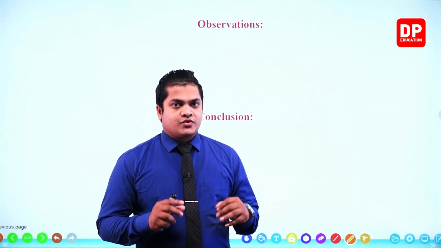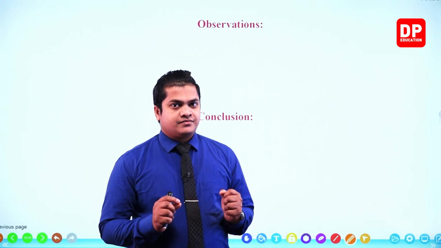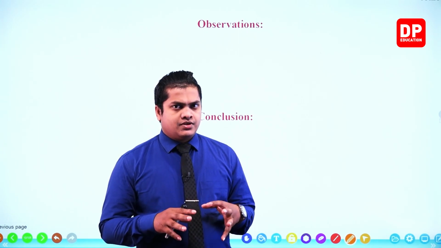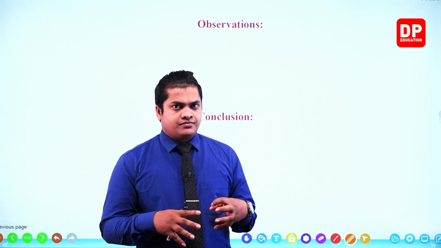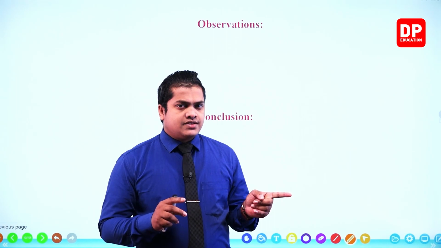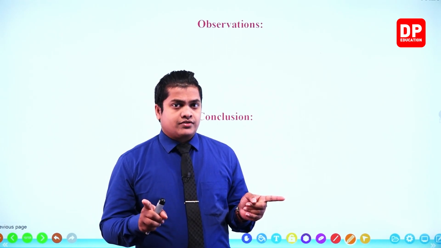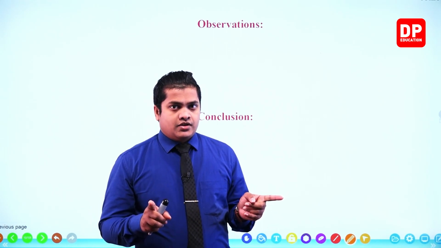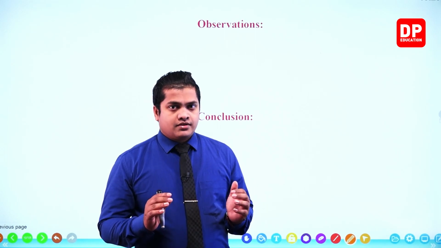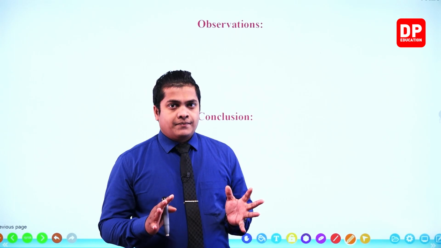Right, my dear children. So we carried out the experiment. And over there, you can observe a certain relationship. We can identify that the angle of incidence is equal to the angle of reflection. So that's the observation that we can clearly get.